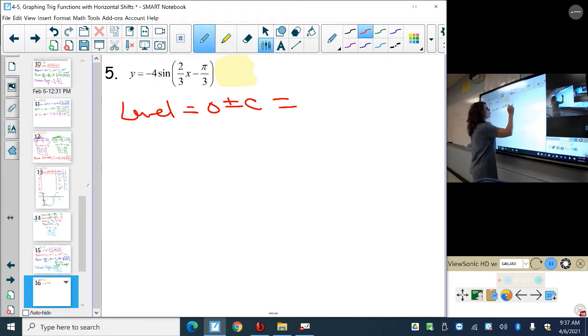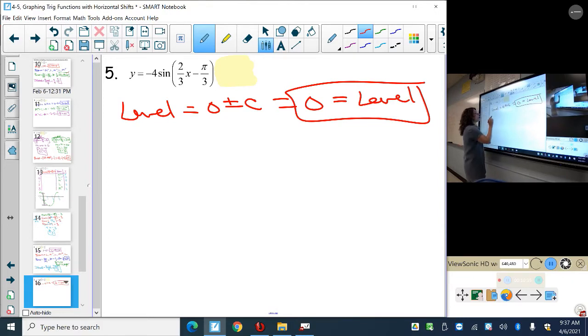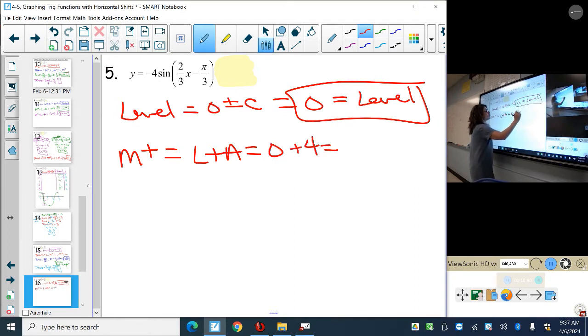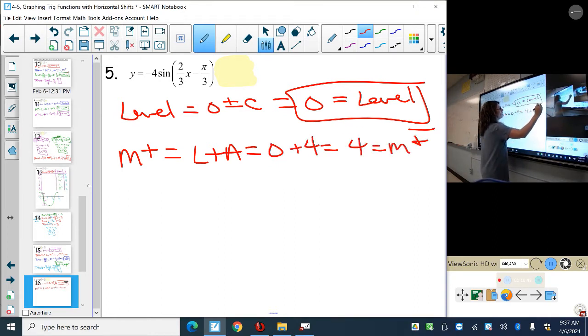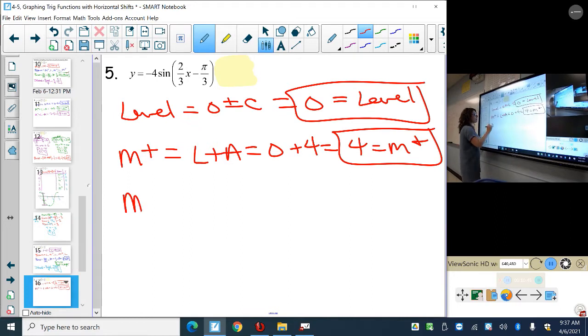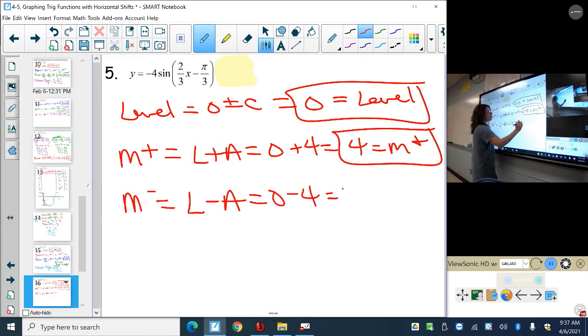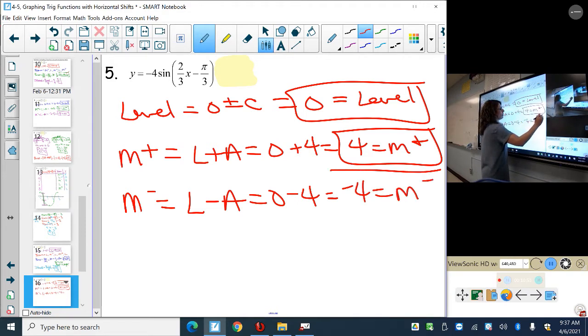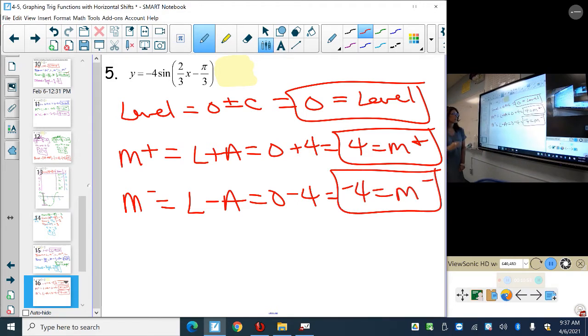So this means I'm going to have 0 being my level value, which means my maximum is my level plus my amplitude, so that is going to be 0 plus my amplitude of 4, which means my minimum is going to be my level minus my amplitude, so that's 0 minus 4, which is negative 4 as my minimum. Okay? So I found my level, my max, and my min.